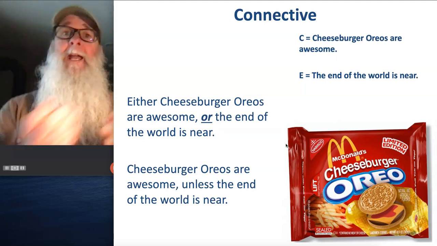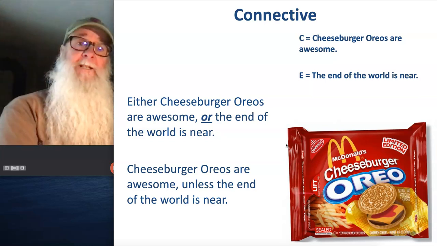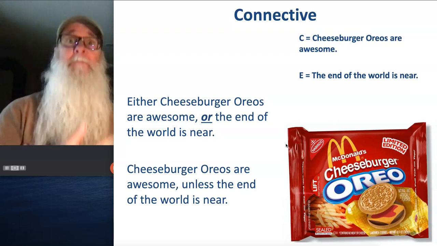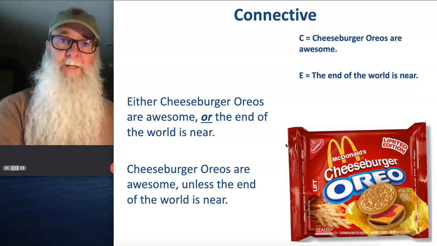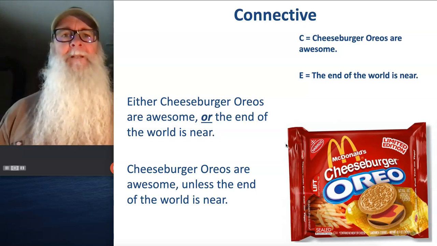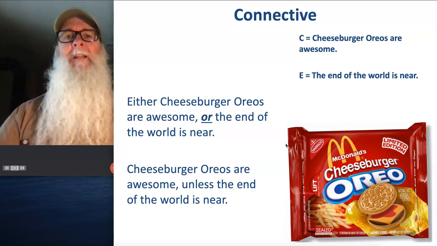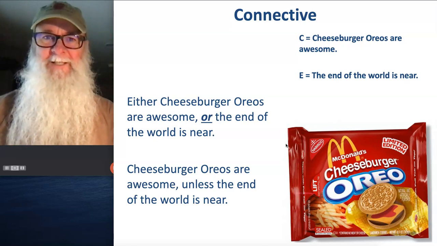This is the case, and this is the case. Cheeseburger Oreos are awesome is true, and it's also true that the end of the world is near, okay? So in conjunction, when we use dot, we're being offered multiple simple sentences, and they're both being claimed to be true. That doesn't seem to be what these sentences are expressing, though.